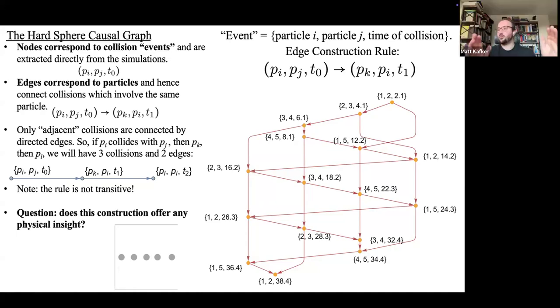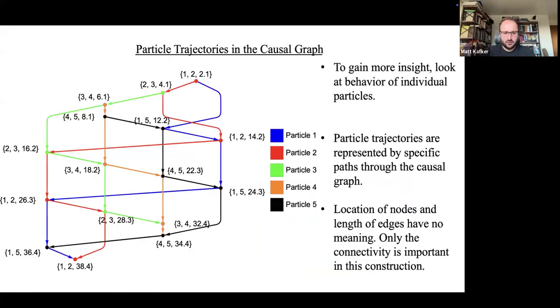Okay, so this is an arbitrary construction, right? At this point in time, you might accuse me of just constructing something for the sake of constructing it. We want to see if we can get some physical insight from this, and we can. That's the story that I hope to convince you of going forward. Are there any other questions? Okay, so that's the causal graph.